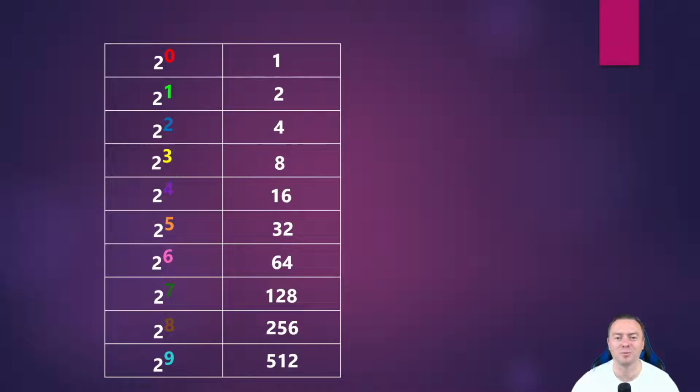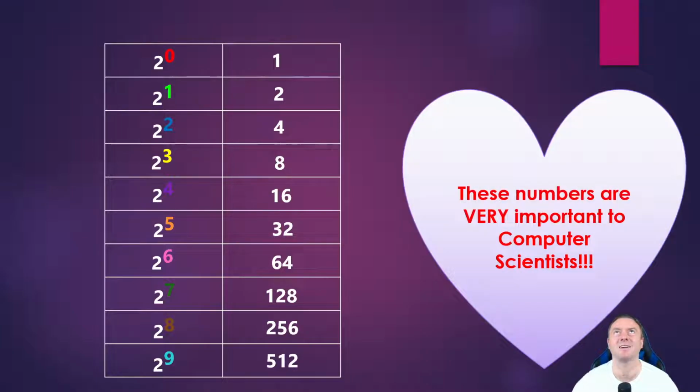These are super important for computer scientists. They are sacred. They are the building blocks of how the binary number system works, and if you understand them, it makes your life a whole heap easier, particularly when we're transferring from binary code into normal numbers so we can understand it.